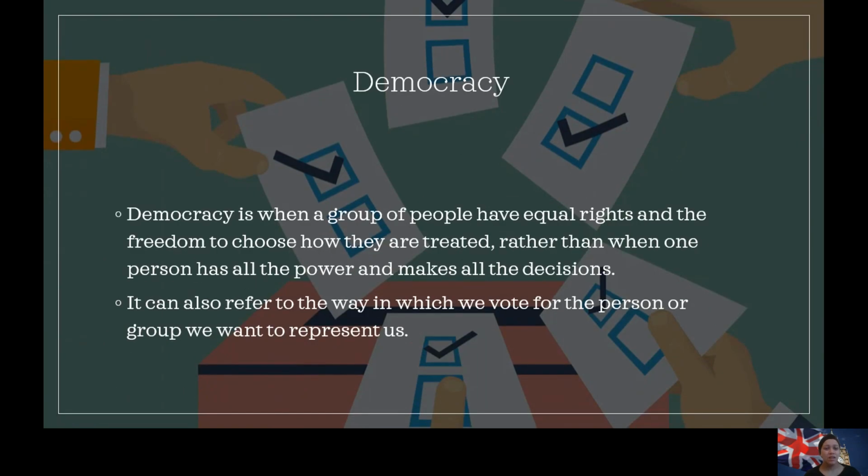So we have democracy, which is when a group of people have equal rights and the freedom to choose how they are treated, rather than when one person rules a country or makes all the decisions. So instead of having a ruler, you now have people who are able to make decisions and then choose their own government as well. Okay, that's when we are able to vote for someone who we would like to lead our country or represent us.